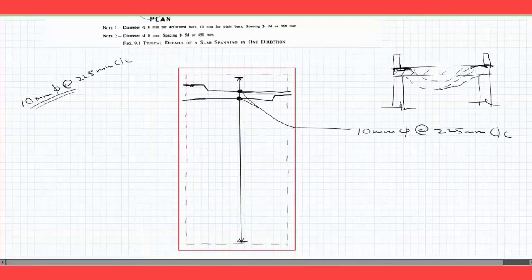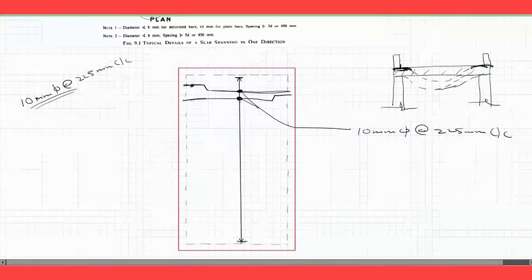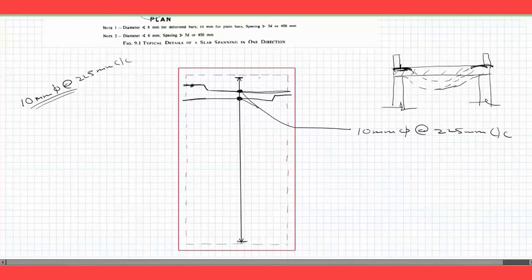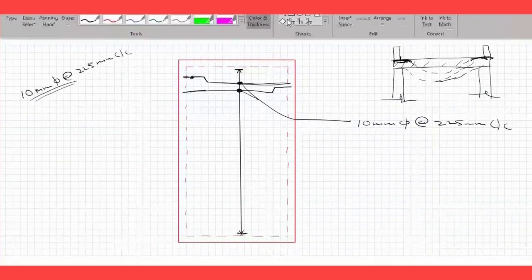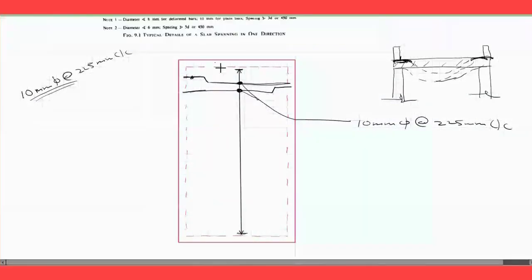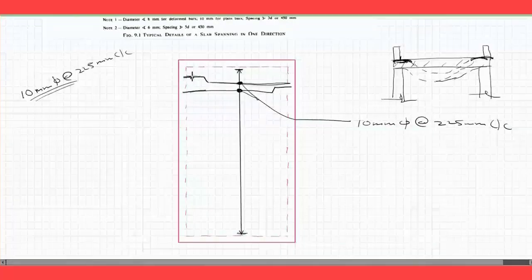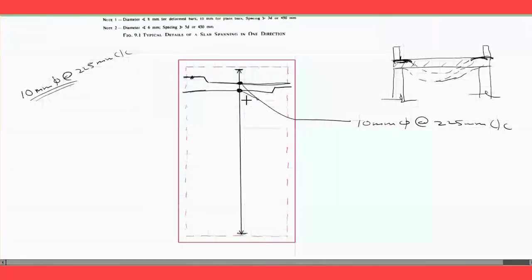Now let us come to secondary reinforcement. Now for secondary reinforcement, right here I will draw the secondary reinforcement. So you forget about this black line, you focus on this blue line. So this blue line will be my secondary reinforcement. So how are you going to provide your secondary reinforcement? You will be providing secondary reinforcement in the other direction, about the longer span, to the shorter span. You will be providing like this.